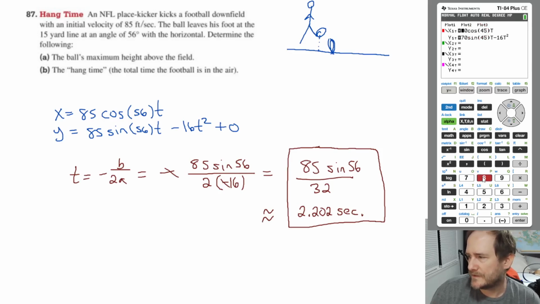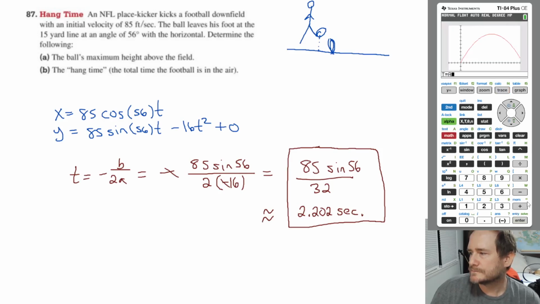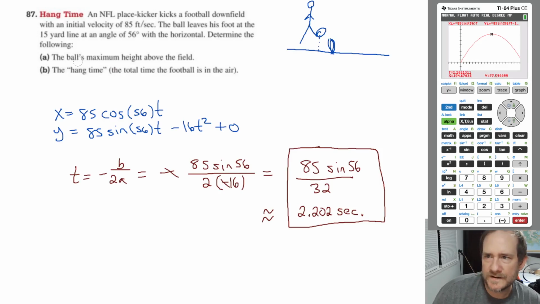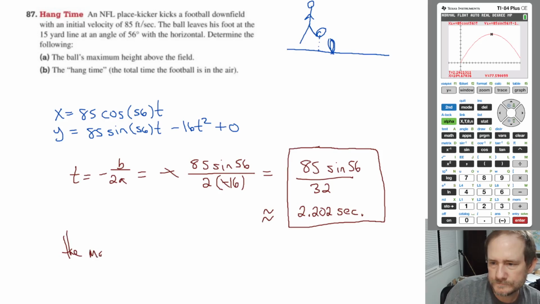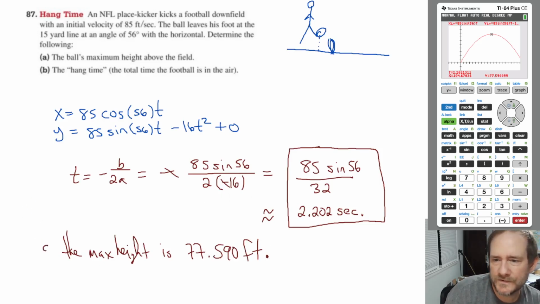Now I've not entered these equations yet, so let's enter them. 85 cosine 56. Again, no initial height. Go to calc, value. That's showing a little cursor at what definitely looks like the maximum height, and it's telling me my maximum height is 77. They didn't care about how far it had gone horizontally, so the 104 you can ignore. We just want the 77.590. So that's it for A.